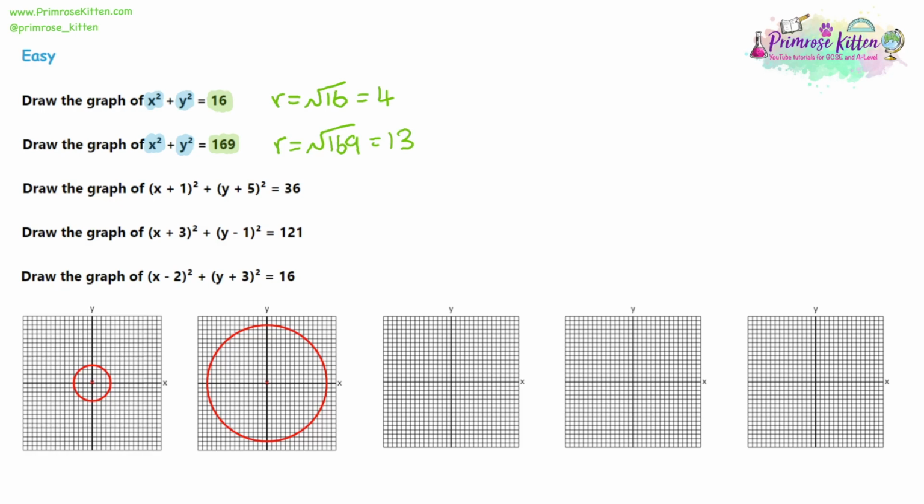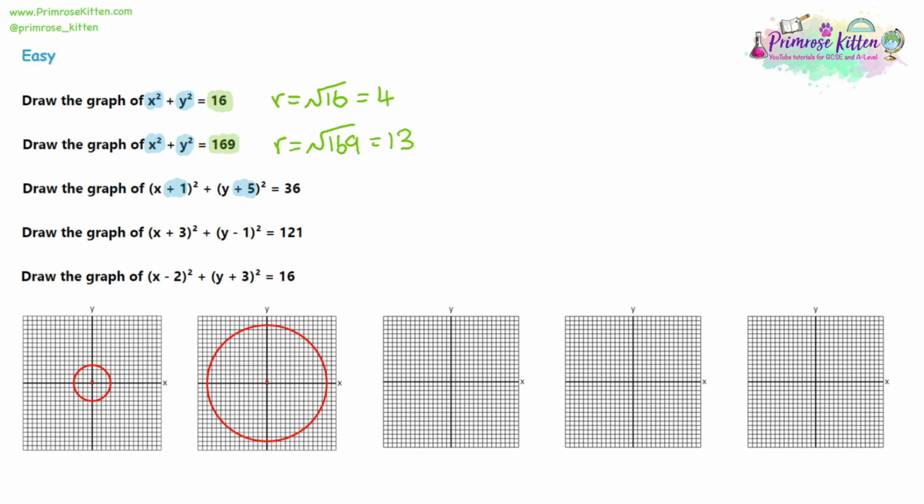Now, for question 3, it's a little bit more complicated, and you can see now it isn't x squared and y squared. The x squared term has a +1 in there, and the y squared term has a +5. What these do is they change where the centre of the circle is. The centre of the circle is an xy coordinate, and the 1 and the 5 are not xy coordinates, so we're not going to plot it at 1, 5.